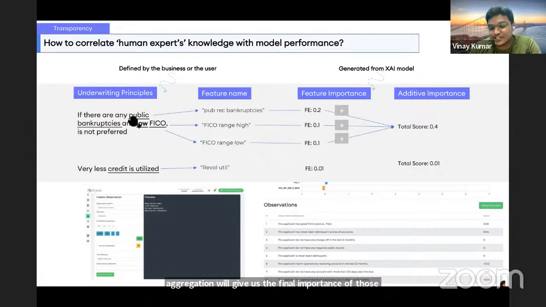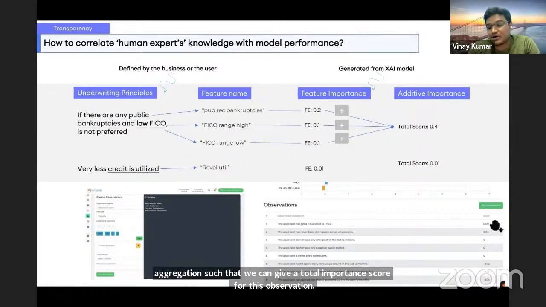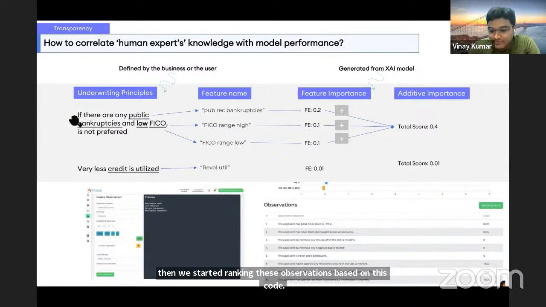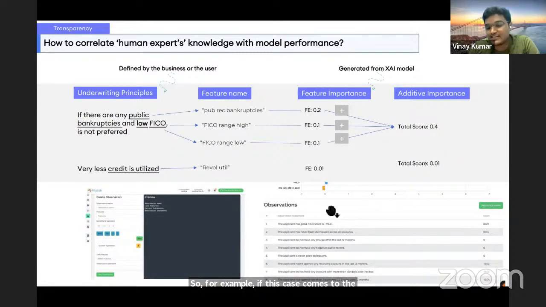So when we link these features with the observation, we do a feature importance aggregation such that we can give a total importance score for this observation. Then we started ranking these observations on the basis of this score. For example, if this case comes to the model and this observation, based on the feature importance score, is on the top, you can say that this combination of features is probably one of the most important for the model to give this prediction. There could be a lot of other top important features as well, but this is one way you can create a correlation between the business principles and how the model is using those features.